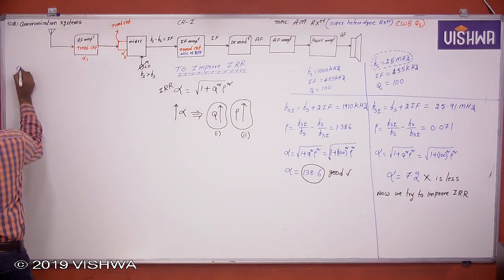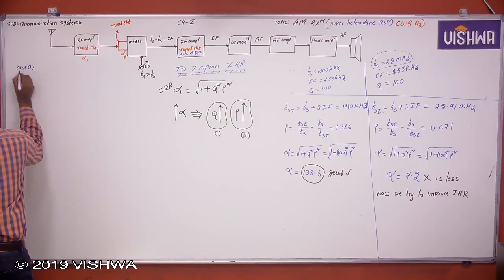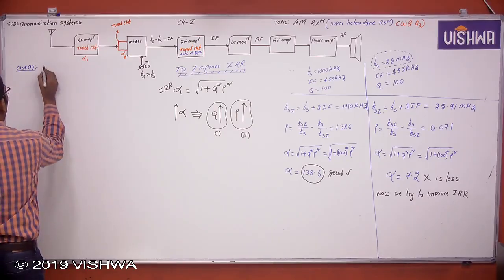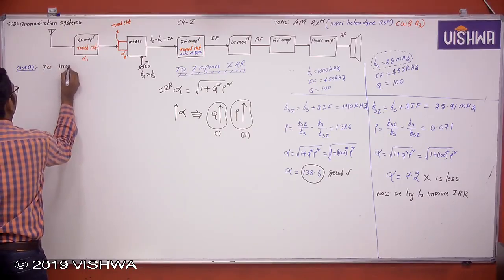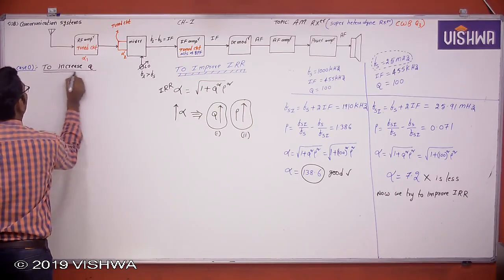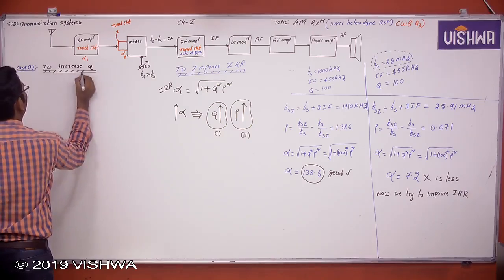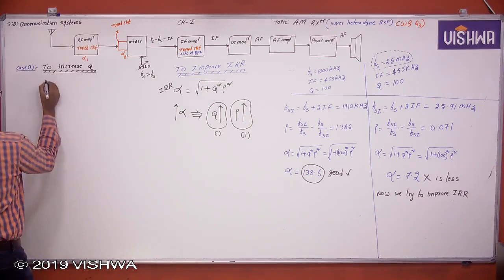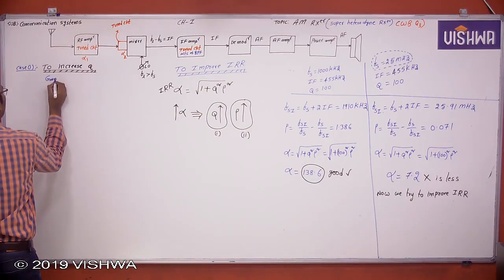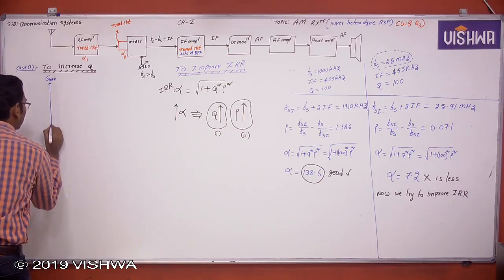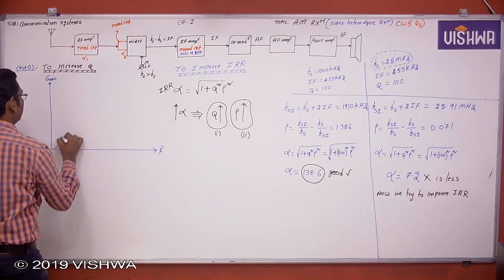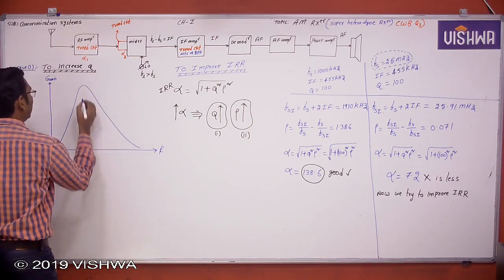Now case 1, just concentrate. Case 1 is to increase the quality factor. To increase the quality factor, what happens? If the quality factor is increased, what should be happening? I will explain clearly here, you just concentrate. Now this is the gain versus frequency characteristic of the tuned circuit.